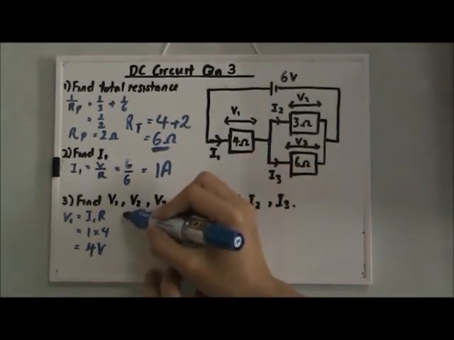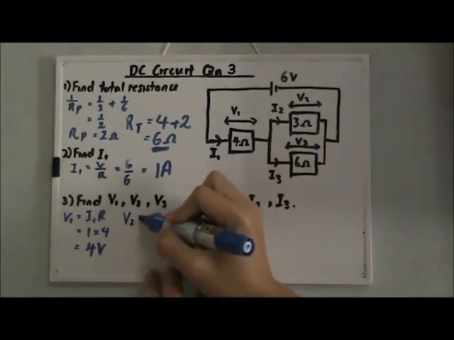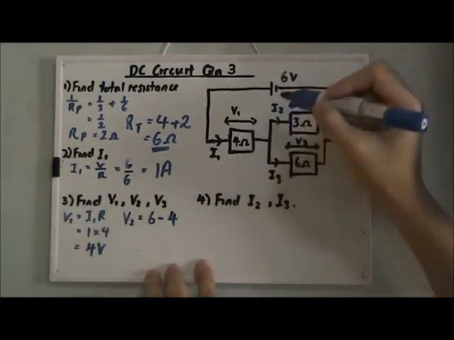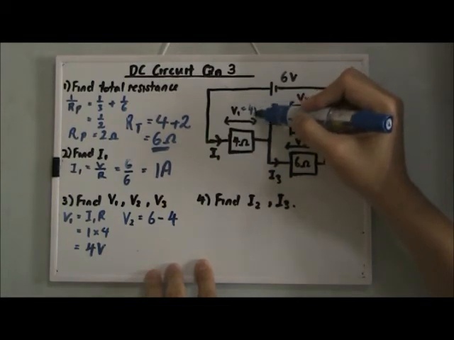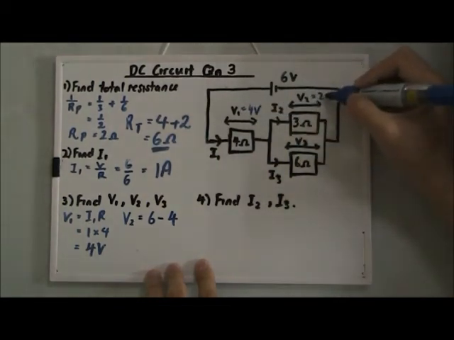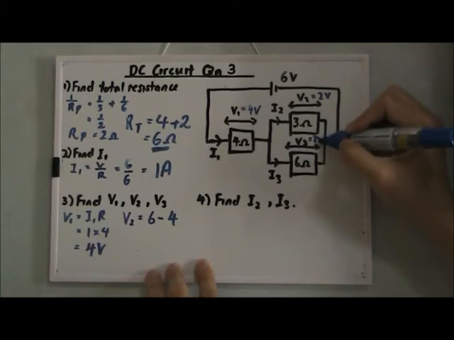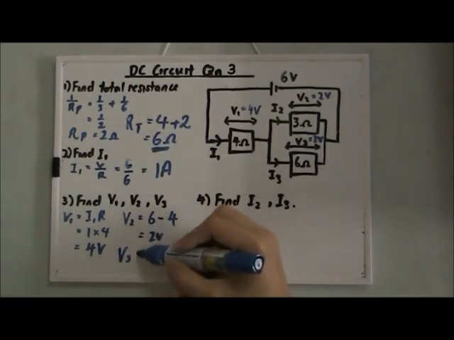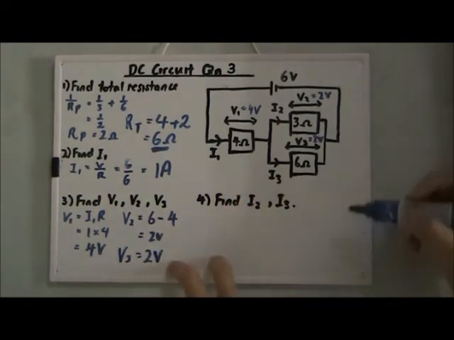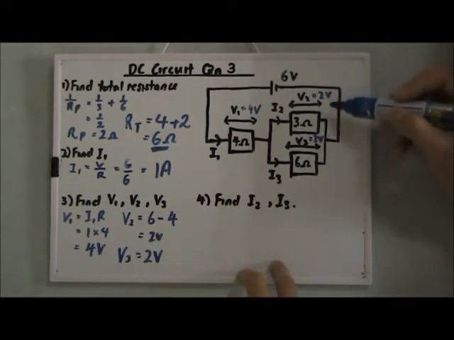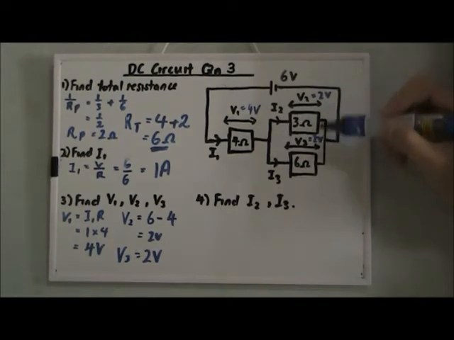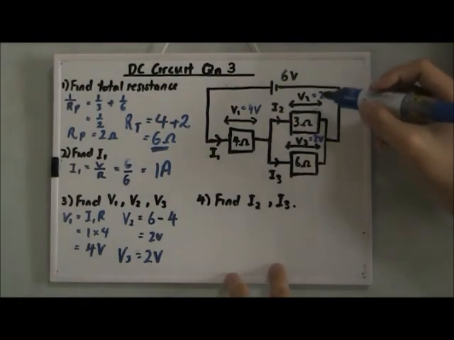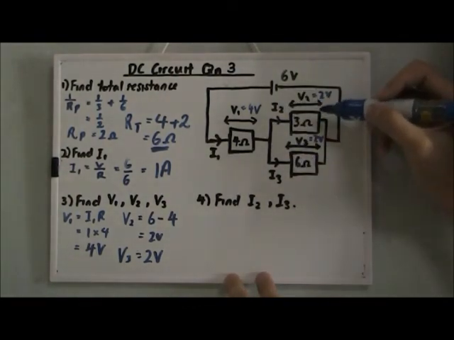So V2 is basically 6 volt minus 4 volt, because we know that this is 4 volt. So V2 must be 2 volt. And V3 is the same as V2, must also be 2 volt. The reason why V2 and V3 share the same voltage is because they are in parallel. And now we have all the voltages across the individual resistors.